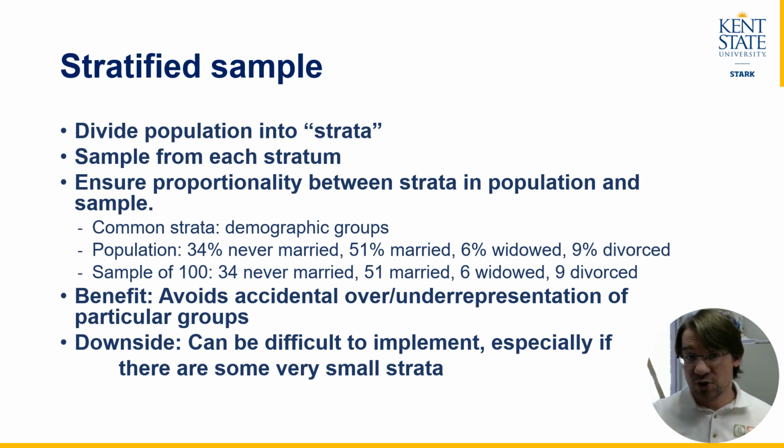So, if we were gathering a stratified sample of 100, we'd ensure that 34 of those were never married, 51 are currently married, 6 are widowed and not currently married, 9 are divorced and not currently married. So this is the benefit of this method. It ensures we don't accidentally over or underrepresent a particular group, which might be easy to do. Especially, say in this case, it'd be very easy to end up accidentally overrepresenting the married group and underrepresenting the widowed group. The challenge, though, is that this method can be difficult to implement, especially if there are some very small strata.